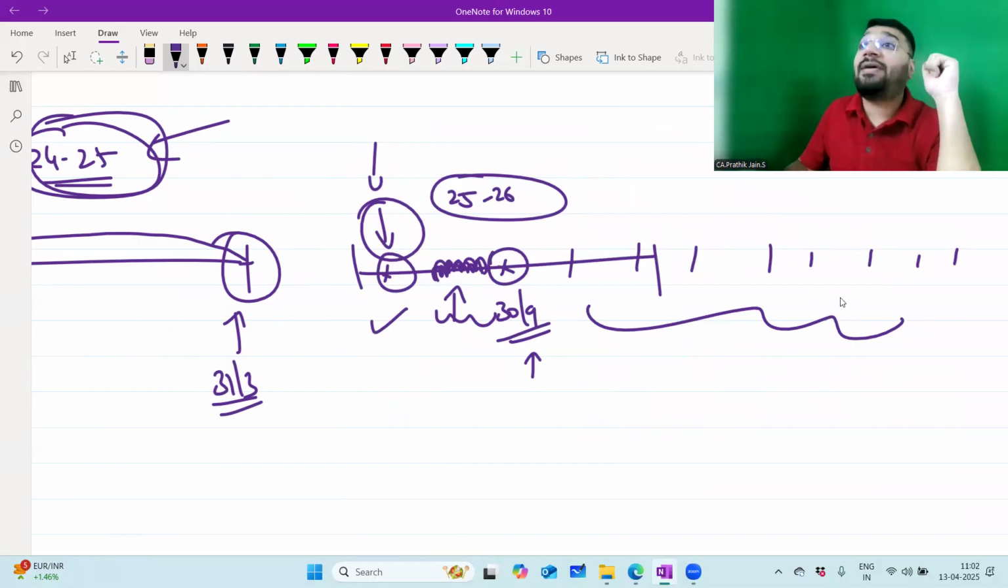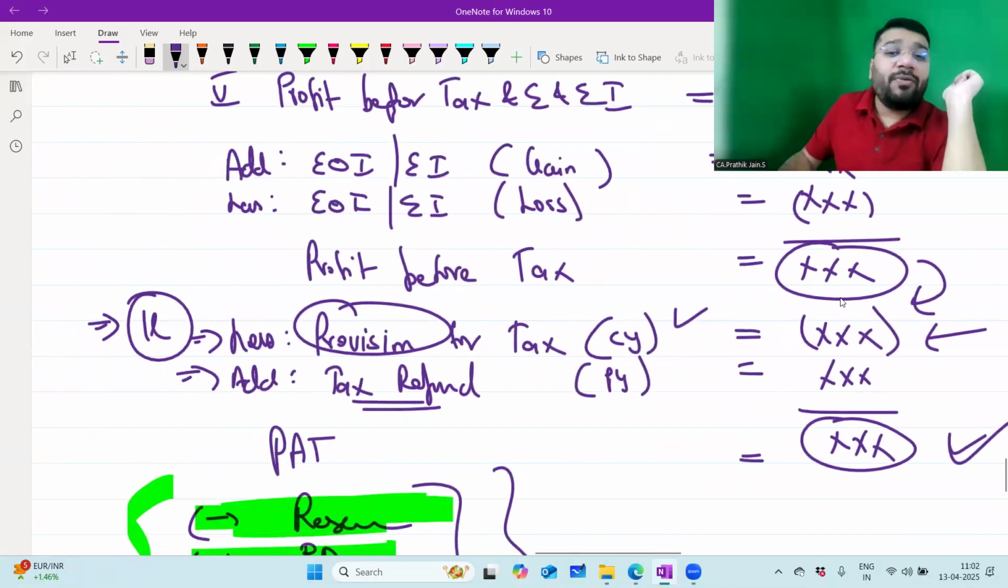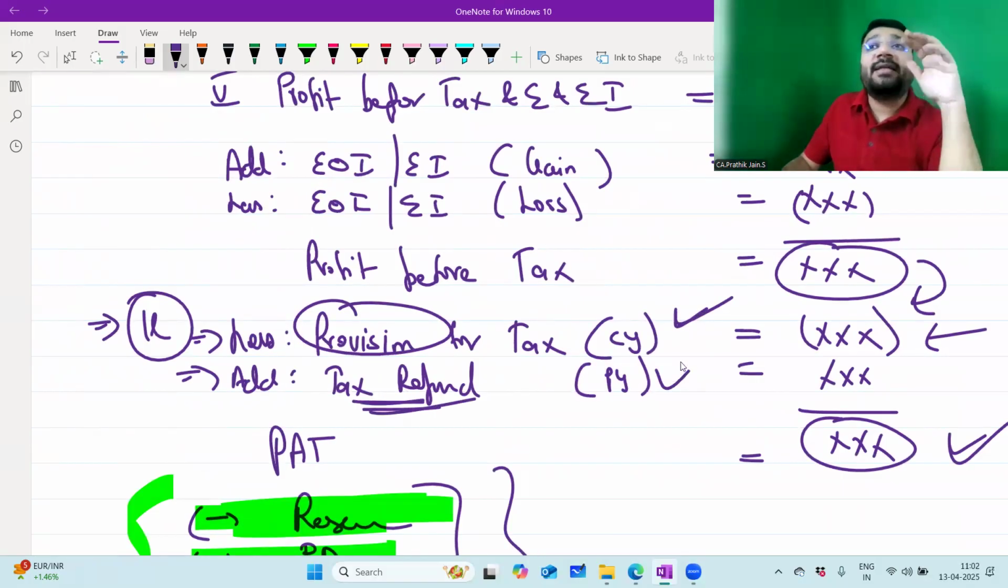Are you clear with what is the term of assessment? In tax, have you studied what is the meaning of assessment? Yes. Okay. So here the provision for tax will always be for the current year and the refund will always be of the previous years. In this, any doubts?